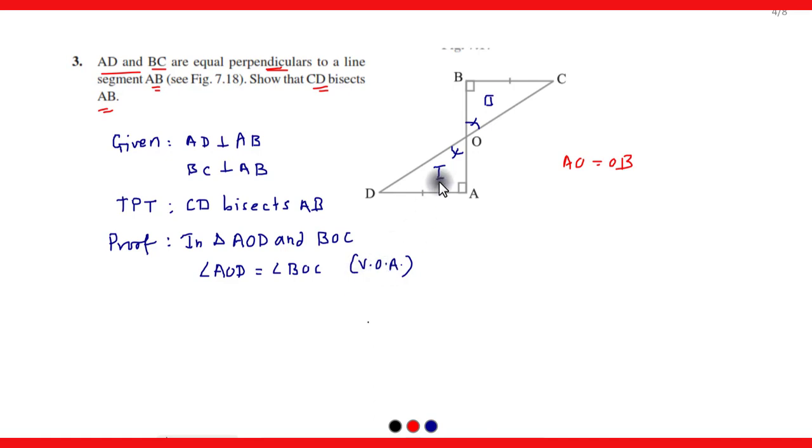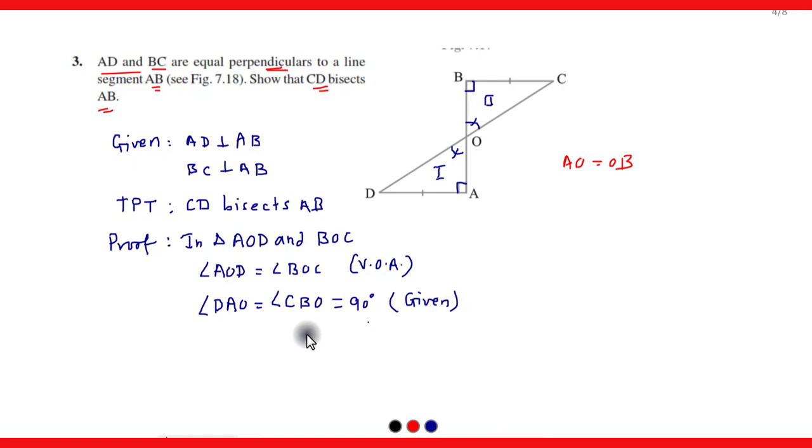Now the second thing is that angle DAO and angle CBO, these two angles are of the measure of 90 degrees because BC is perpendicular and DA is perpendicular, and therefore these two angles are of the measure of 90 degrees. So the second thing will be angle DAO is equal to angle CBO, reason: equal to 90 degrees, that is given.